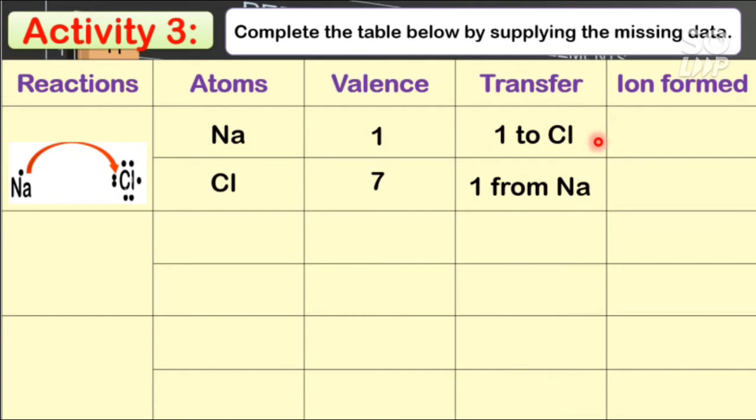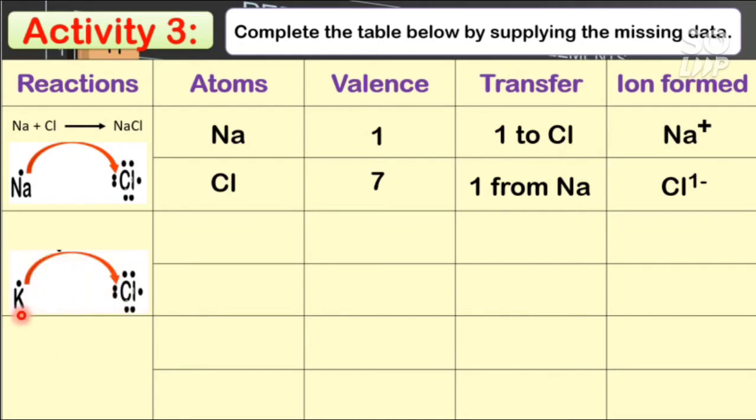So what is the ion form? The sodium, since it is a metal, since it loses an electron, becomes a cation or positive. And the chlorine, which is a nonmetal, receives one electron, so it becomes an anion or negative. So this is the ion. This is how you will write the ion for sodium and chlorine. So this is your name, compound and chemical formula. NaCl will become like this. Just copy.